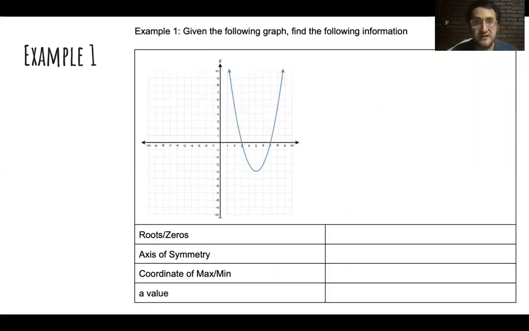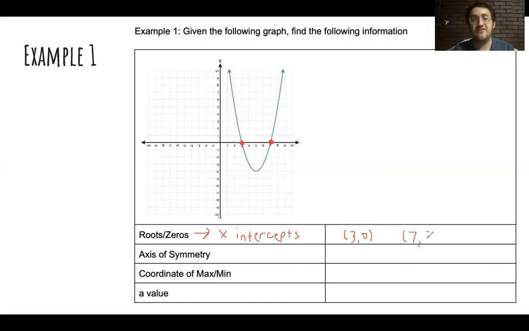So let's take a look here. This is a basic question where you have a graph, and your job is going to be to find the roots and zeros first. Roots and zeros basically just mean x-intercepts, and we'll put them in coordinate form. So we have (3, 0) and (7, 0).